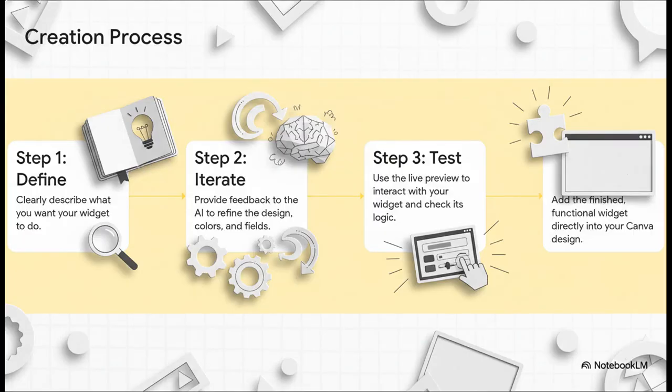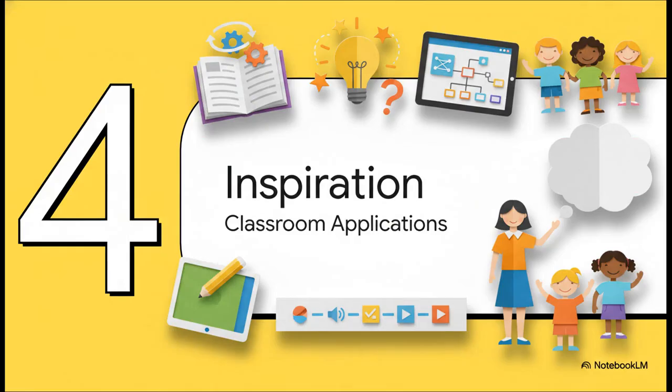The whole creation process boils down to just 4 simple steps. First, you define your goal. Just describe the tool you want in plain English. Second, you iterate. You give the AI feedback, like change the color to blue or add another input field. Third, you test it. There's a live preview window so you can make sure it works exactly like you want. And finally, you integrate it. You just add the finished widget right into your presentation. Done.